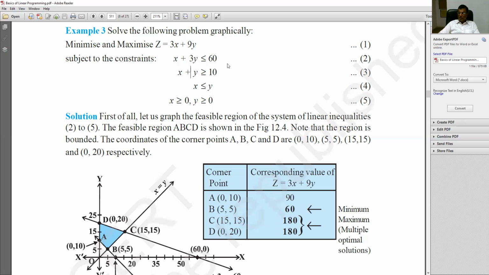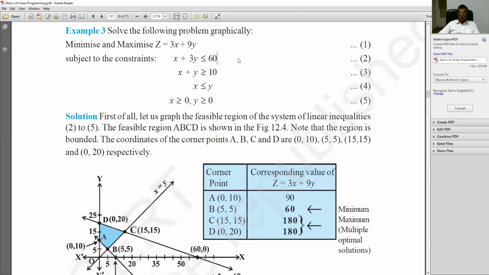This implies that x plus 3y is equal to 60. That means you have to write the corresponding equation of x plus 3y less than or equal to 60. This implies x plus 3y is equal to 60. This is equation 1.